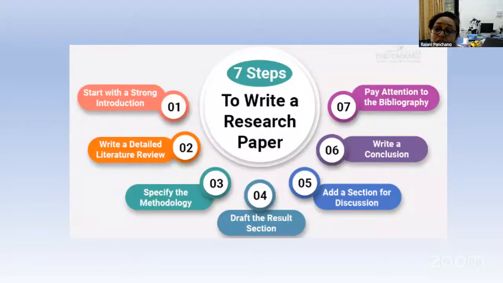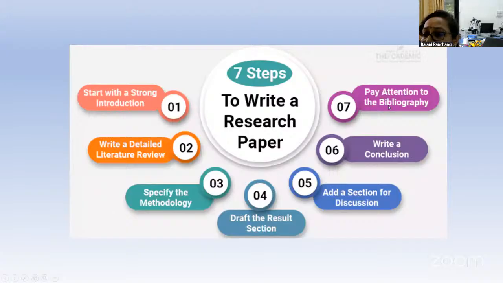Specify here now, not to describe the methodology. Here they have said specify the methodology. Okay, the result section. What is the result section? What are your observations? What is the inference? That is result. Always remember, result is observation and inference. Add a section for discussion. Conclusion, like I told you, the conclusion of a research paper should be in 2 or 3 points.